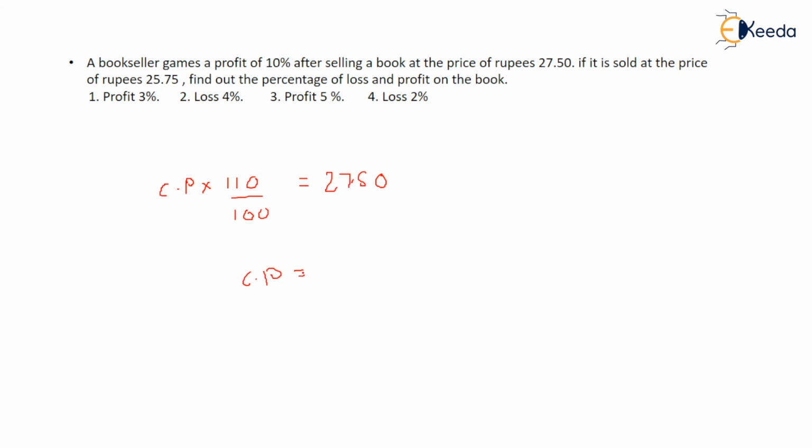You can find out the cost price. So 27.50 into 10 divided by 11. So 25 rupees is the cost price. Means he is investing 25 rupees, and how much is he now gaining after selling it at 25.75? 0.75 paise he is gaining. How much is he investing? 25 rupees from his pocket. So now you can simply find 0.75 divided by 25. This comes out to be 3%. So 3% profit he is gaining, right? So 3% is the answer.